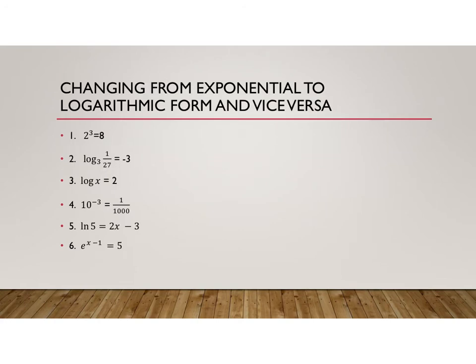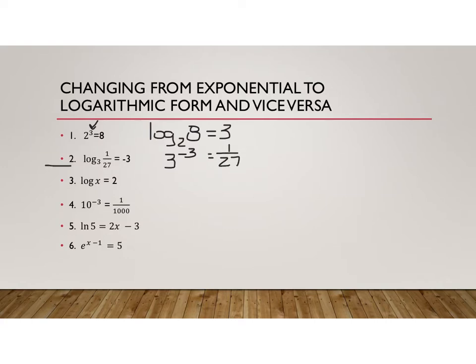So just like we've done with other logarithms, changing from exponential to logarithmic form and vice versa. So these first couple are just a review. We've got 2 to the third is equal to 8. If I change that to log form, it'd be log base 2 of 8 is equal to 3. The logarithm, again, always equals the exponent. Number 2 is in logarithmic form, so I change that to exponential form. The base is 3, the exponent is negative 3, and 3 to the negative third is 1 over 27.